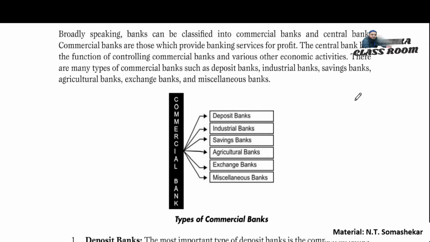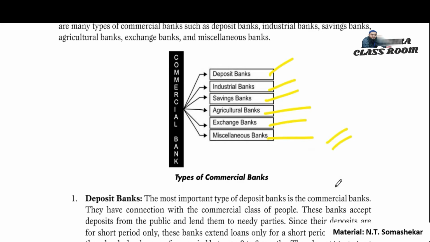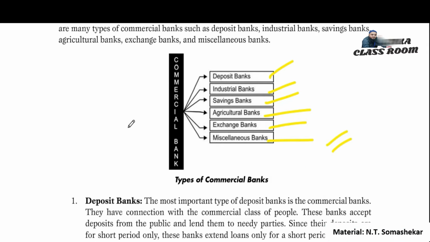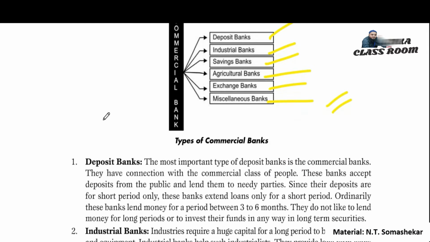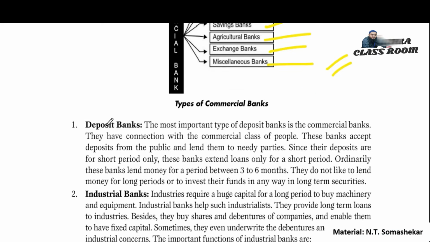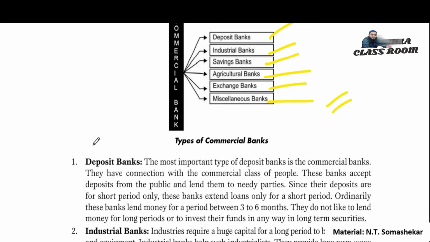There are many types of commercial banks. We know that they are deposit banks, industrial banks, savings banks, agricultural banks, exchange banks, and miscellaneous banks. That means in miscellaneous banks there are several types of banks. Now we will try to discuss these types of banks one after another.